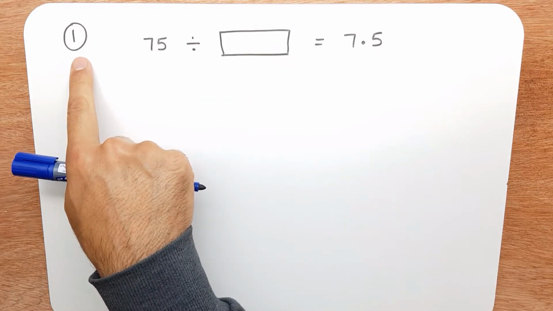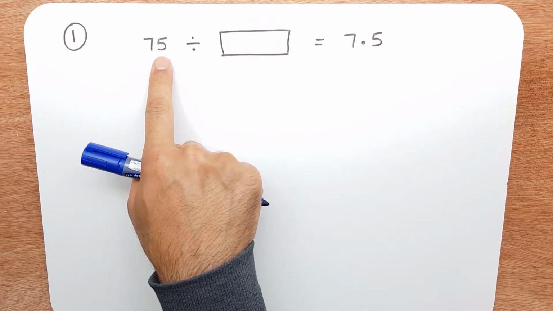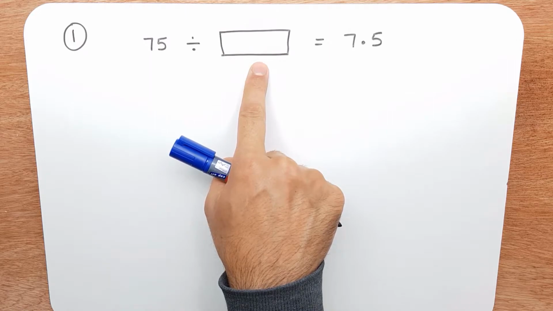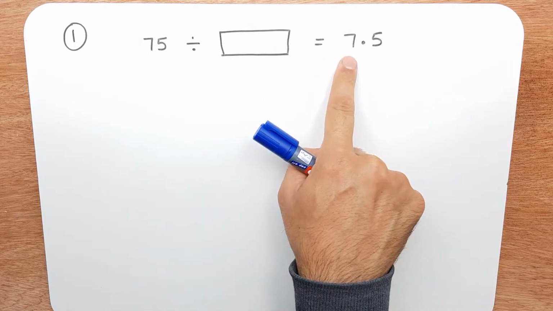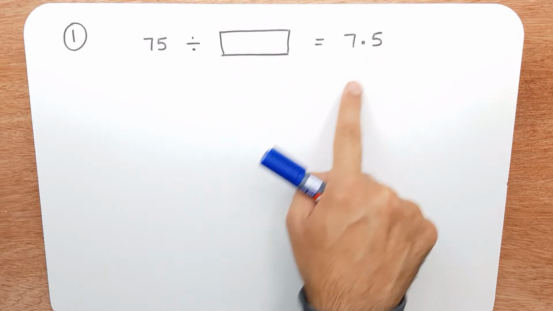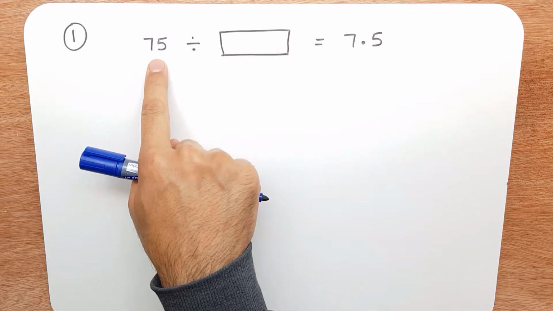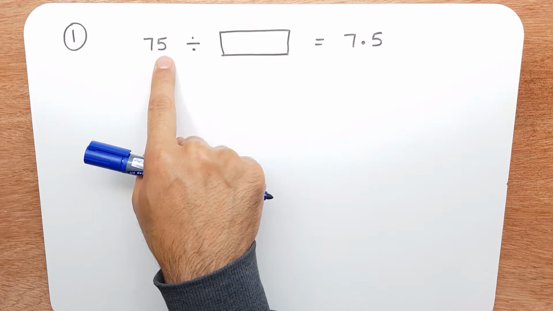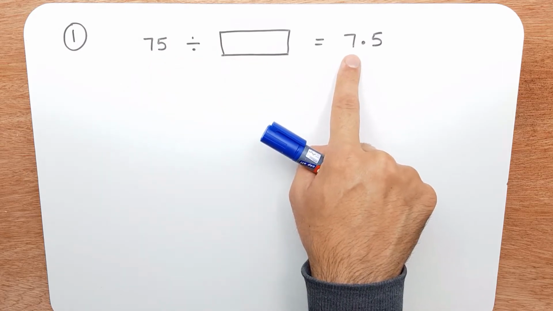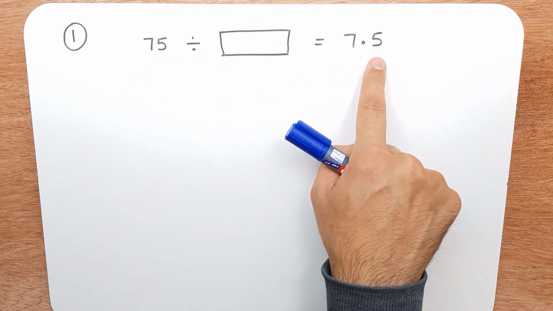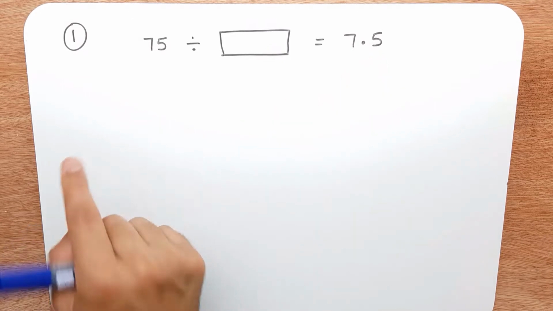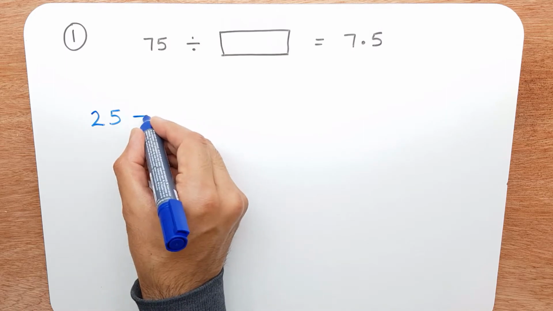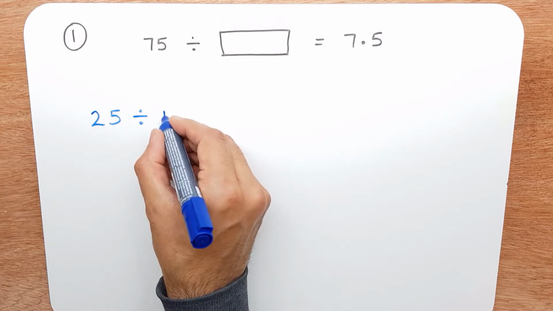In question 1, we are given 75 divided by something equals 7.5. And with these questions, if you look carefully, you see the digits 7, 5, and you see the digits 7, 5. So there's a little clue in that. Let me give you an example here. If I said 25 divided by 10.